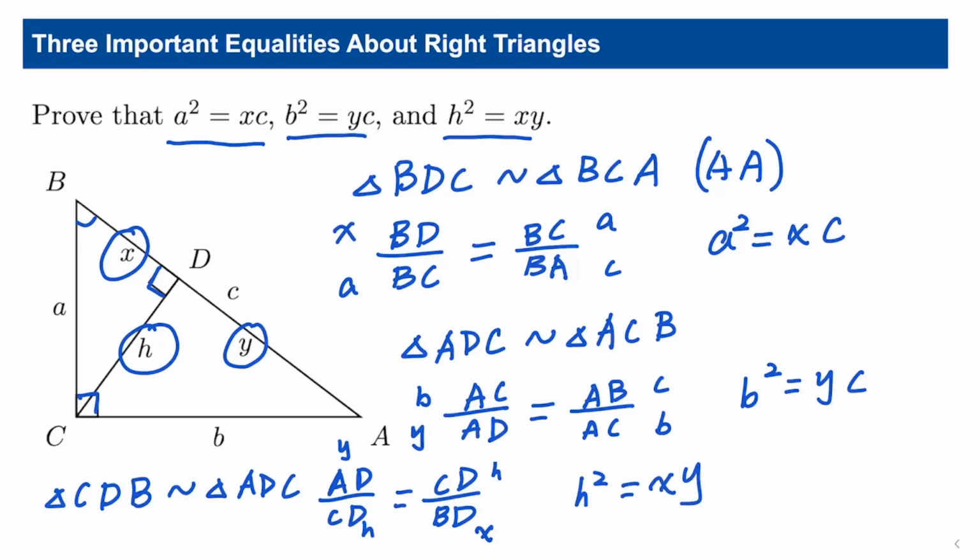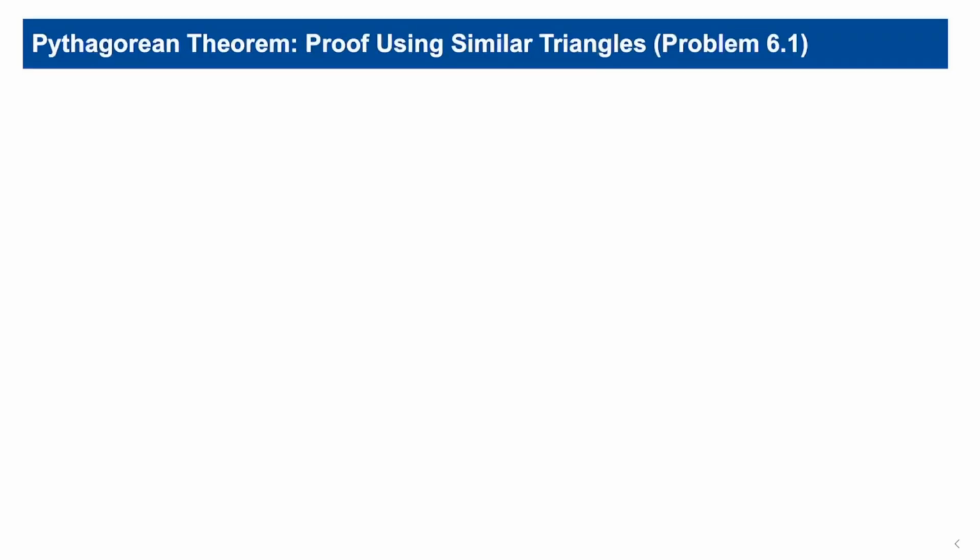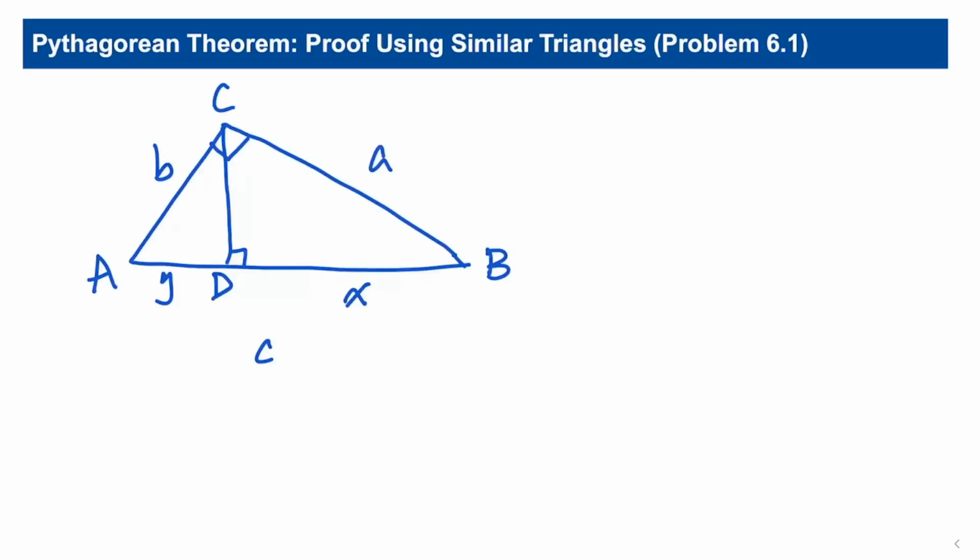In summary, we have A squared equals X times C, B squared equals Y times C, H squared equals X times Y. These three equalities are very useful to solve problems that involve right triangles. Now, let's prove the Pythagorean theorem using similar triangles. Look at triangle ABC here. We want to show A squared plus B squared equals C squared.